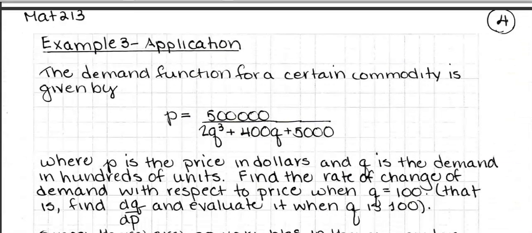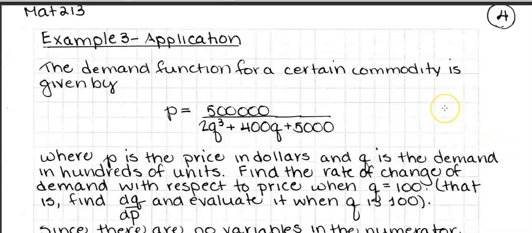Here's an application example. For example, in what situation would you want to use implicit differentiation? Let's take a look at a demand function. Okay, we have a demand function for a certain commodity. You'll remember that in a demand function, P represents the price, in this case in dollars, and Q is the demand for the product, and we're told down here demand is in hundreds of units. We want to find the rate of change of demand with respect to price when demand is 100 units.